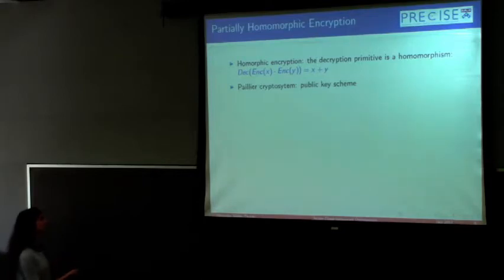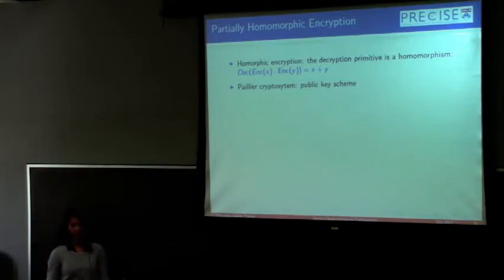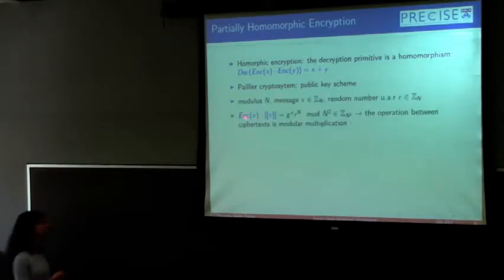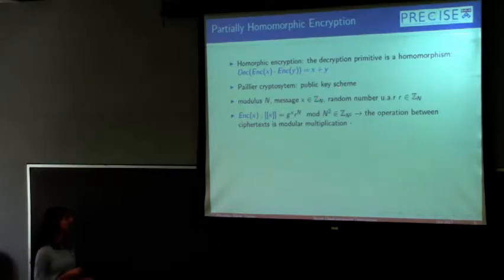OK, so the name of the cryptosystem we're going to use is called Paillier. It was developed in 1999. And it's a public key scheme, which means that basically the public key with which you encrypt is available to everybody, but only the party that has access to the secret key is able to decrypt. And let's see how the encryption primitive looks. For an integer message, basically the encryption is defined as an exponential.